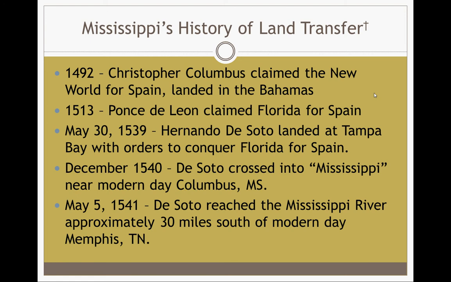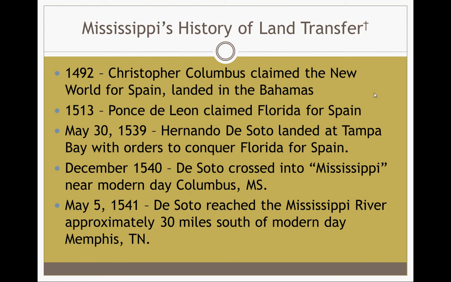Of course, we know in 1492, Christopher Columbus claimed the New World for Spain. He landed somewhere in the Bahamas and started claiming the country. Ponce de Leon was shortly thereafter and claimed Florida for Spain, and then Hernando de Soto landed at Tampa Bay with orders to conquer Florida for Spain. So in 1539, the King and Queen of Spain said, hey, go over here and conquer Florida for us. Well, he did.